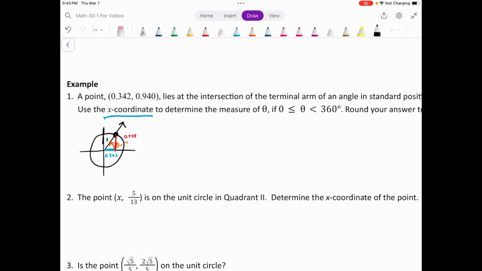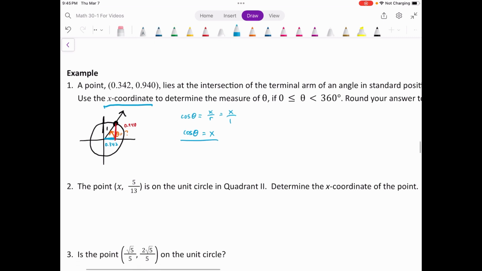And so what is cos of theta? Well, cos of theta is x over r. But r is 1. So on the unit circle, if our angle's terminal arm intersects with a point that we know on the unit circle, then cos theta will just be the x coordinate of that point because it's x over 1, right? So cos of theta is the x coordinate of this point, which is 0.342. So cos theta is 0.342.